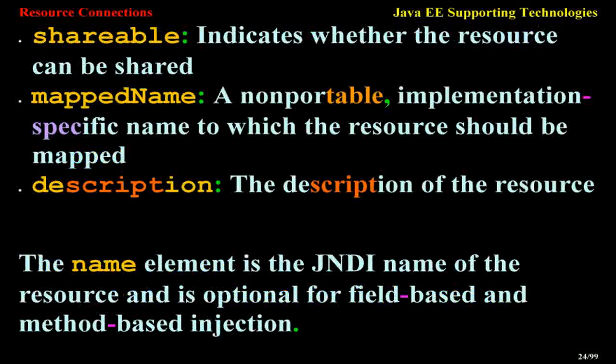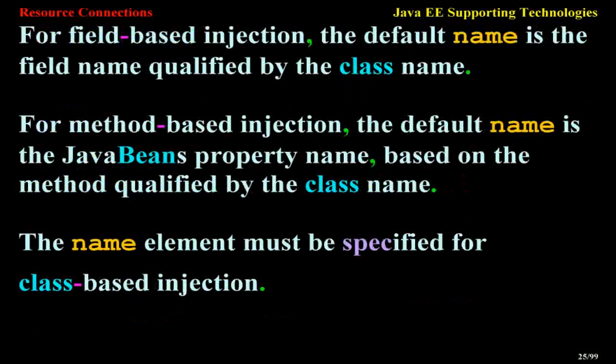The name element is the JNDI name of the resource and is optional for field-based and method-based injection. For field-based injection, the default name is the field name qualified by the class name. For method-based injection, the default name is the JavaBeans property name, based on the method, qualified by the class name. The name element must be specified for class-based injection.